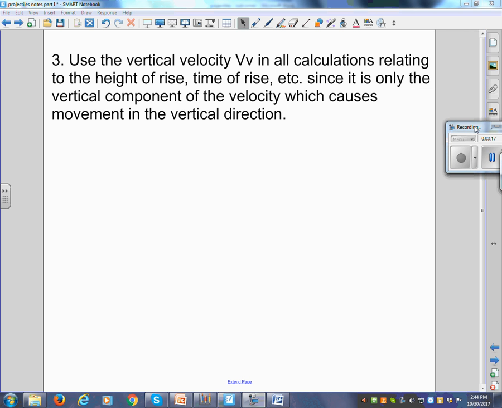Use the vertical velocity VV in all calculations relating to height of rise, time of rise, anything having to do with the rise. You use the vertical velocity VV, or VY if you prefer these days, since it is only the vertical component of velocity which causes movement in the vertical direction. In other words, as the Pac-Man flies through the air at an angle like this, it is the vertical component which determines how far up it goes and how long it goes. The horizontal just tells you how far it goes sideways, the range, if you will.